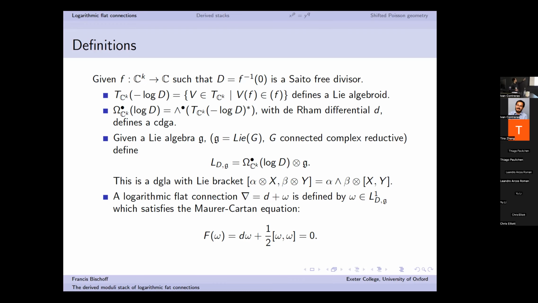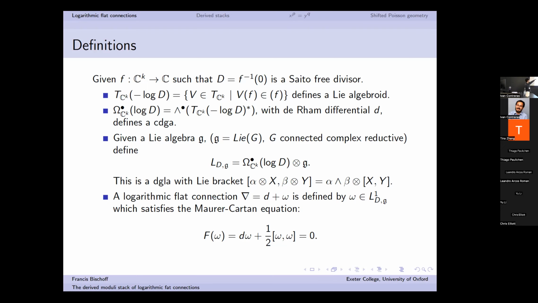So I want to make an assumption that D is a so-called Saito-free divisor. What this means is that this actually gives us a vector bundle. In fact, it's not just a vector bundle, it gives us a Lie algebroid. So we can apply all of the usual constructions on Lie algebroids. The first thing I want to do is take the derived complex of the algebroid: the exterior algebra of the dual, which has a differential, and defines a commutative differential graded algebra.